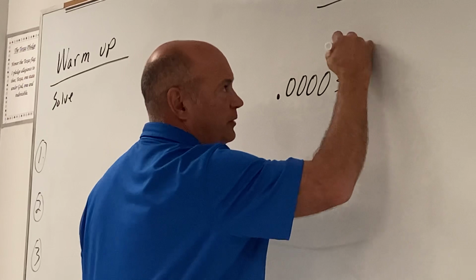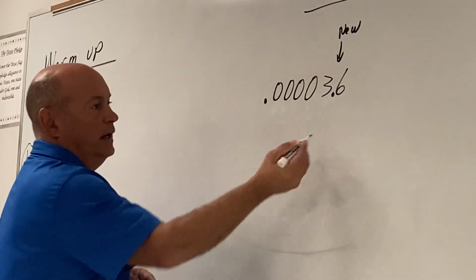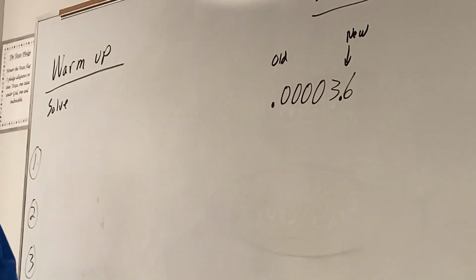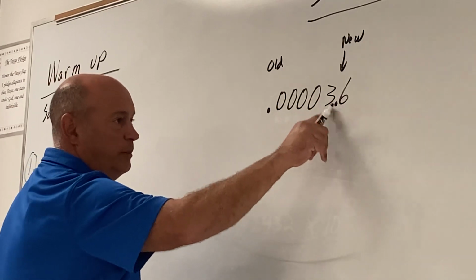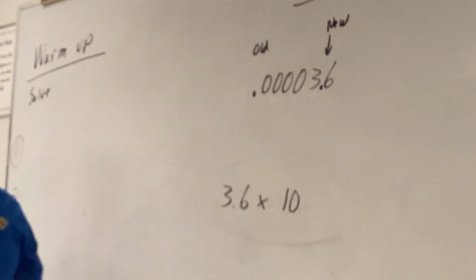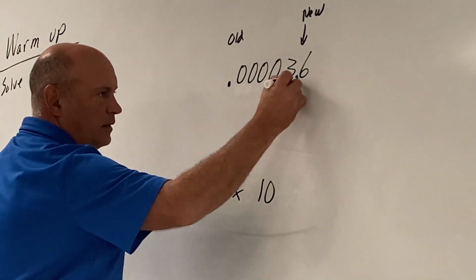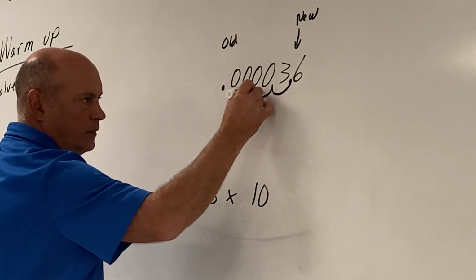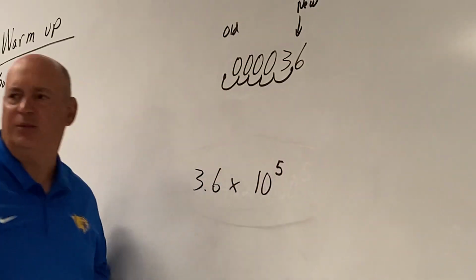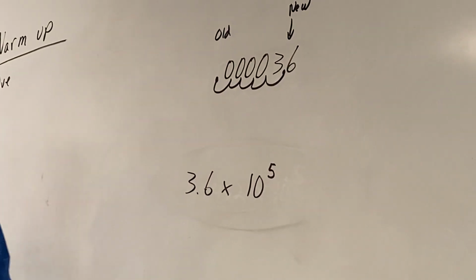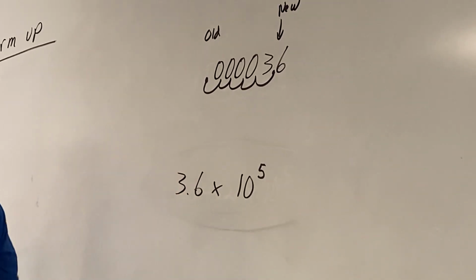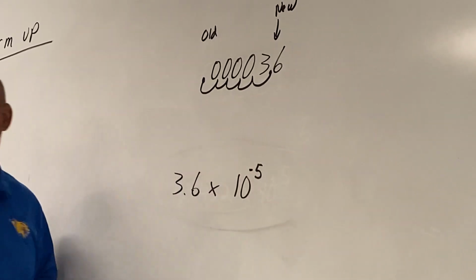So here's the new decimal now. And the old one was already there. Are you with me? I didn't have to put it in because it was right there. So, I'm going to write the decimal 3.6 times 10. Now let's count. 1, 2, 3, 4, 5. Now this time, we went to the left, didn't we? If you go to the left, make the 5 negative 5.